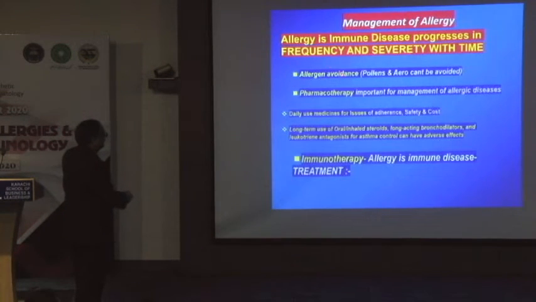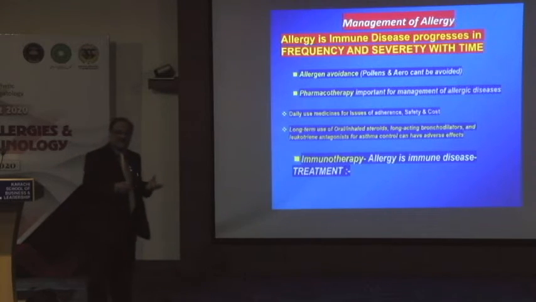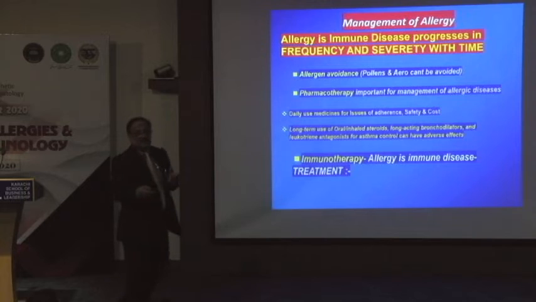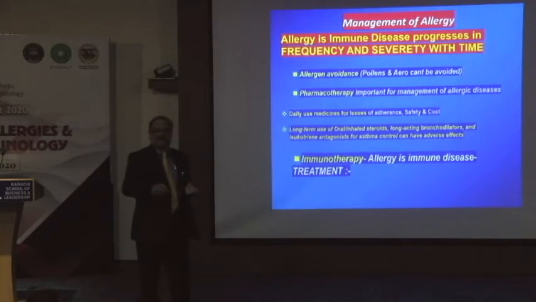So management: allergen avoidance is the best treatment, which should be recommended first. But can we avoid pollens in the air, which are floating all over? Can we avoid the chemicals which are present in the air? Can we avoid the house dust mite, which is causing most of the allergies of the perennial type?